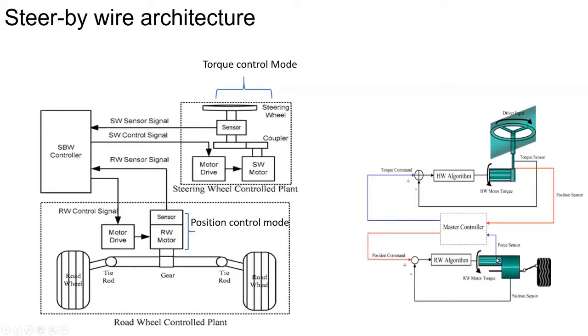It then relays back. It has a force sensor, which relays back the amount of force applied, which relays back as a torque command to the system. And we basically control this motor to resist the driver with the torque. So basically the top motor is a torque control system. The bottom one is a position control system.